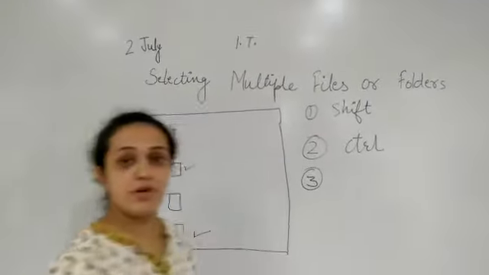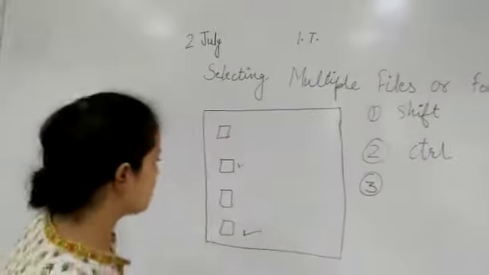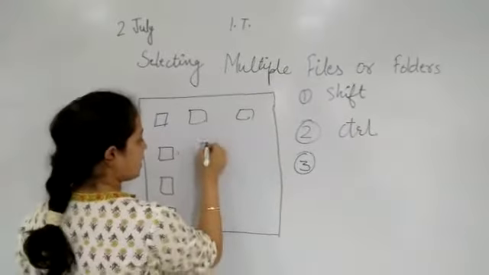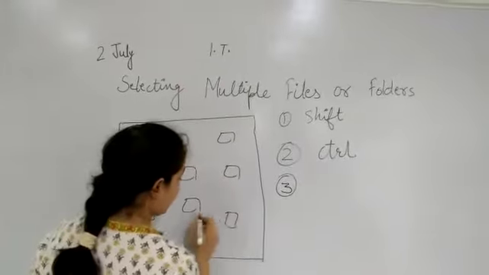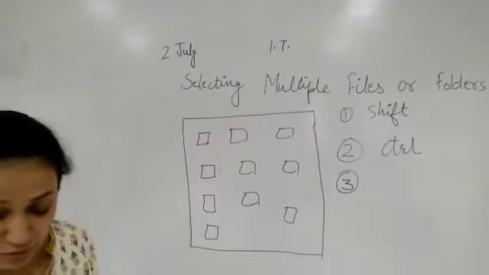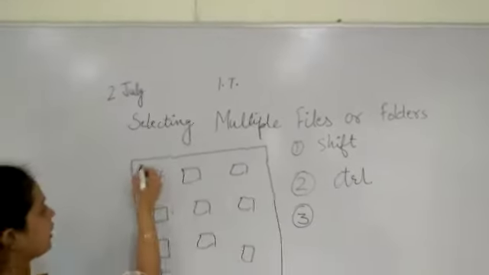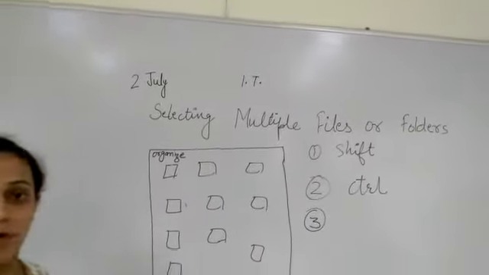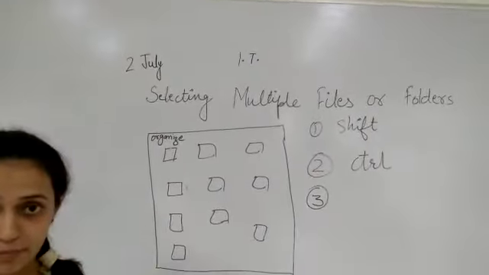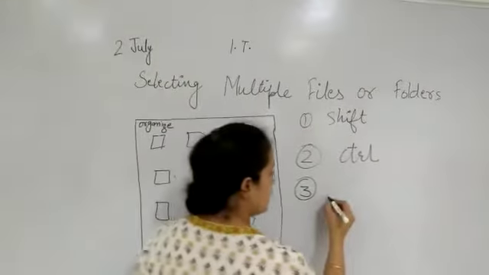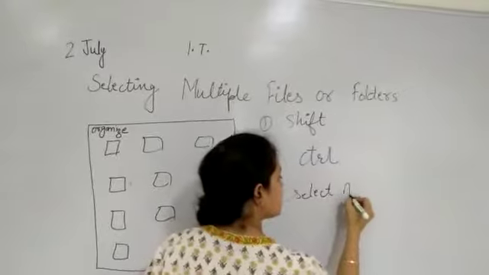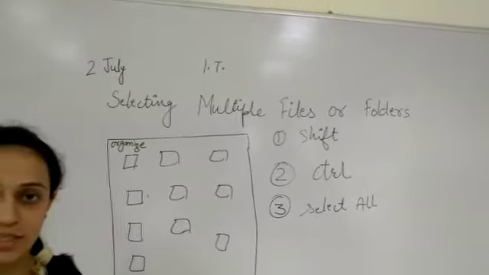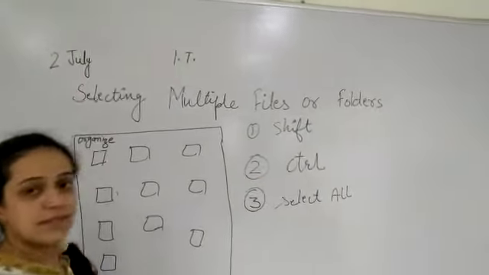Third, if I want to select all the files, suppose there are so many files and folders in our computer system and I want to select all of them. Then what should I do? On the top corner, there is an organize tab. I click on the organize tab and then select the option select all. All my files and folders will be selected. Now let's do all these things practically.